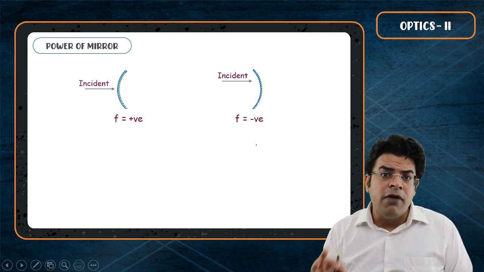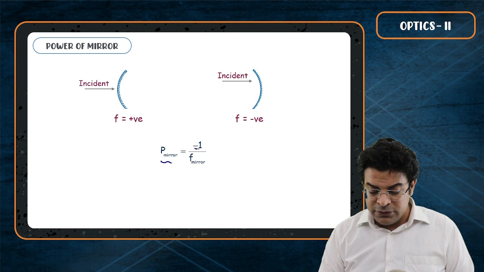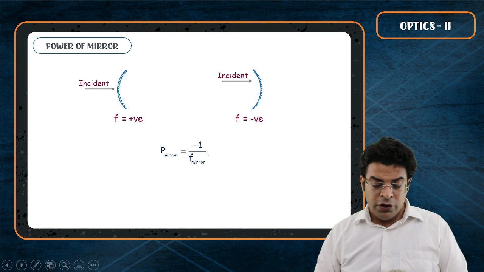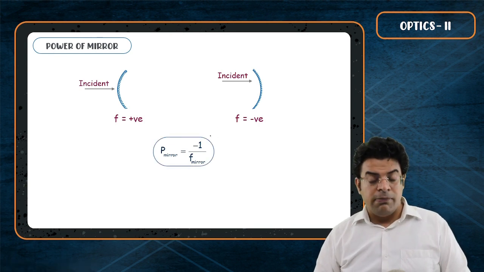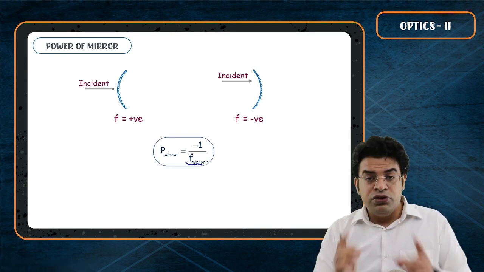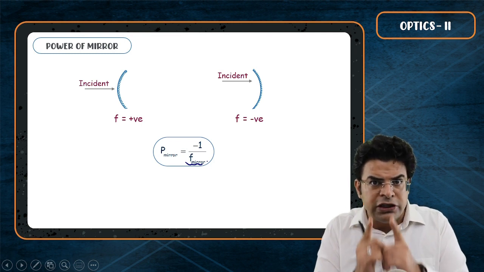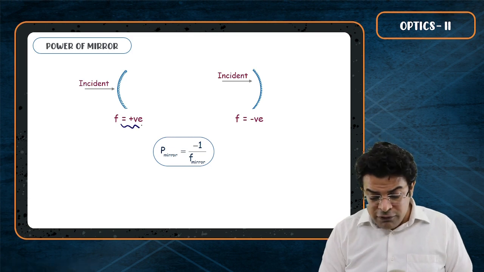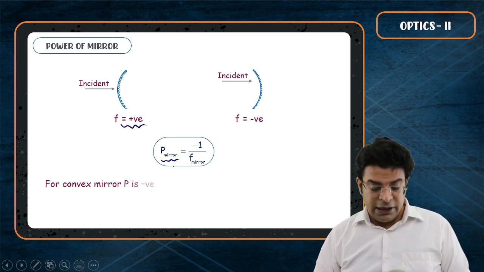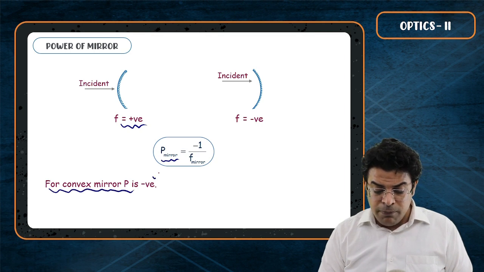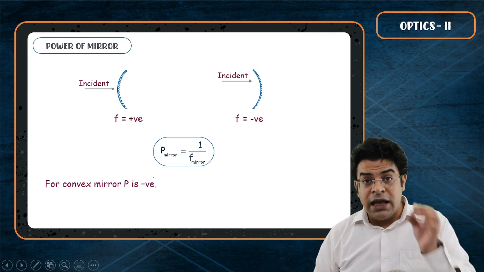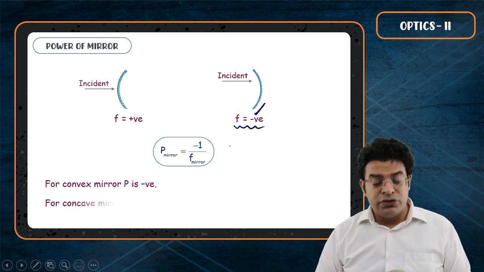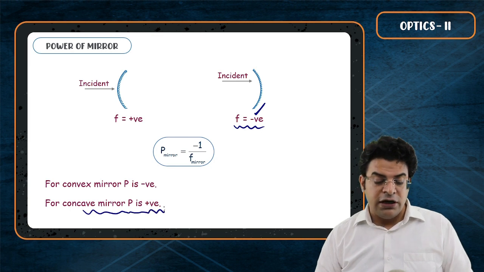We define the power of a mirror as minus 1 upon the position of focus of the mirror with respect to pole. So power of mirror equals minus 1 by f. What is f? Position of the focus of the mirror with respect to pole. As for a convex mirror, f is always positive, the power is always negative. So we say that for a convex mirror, power of the mirror is negative. And as for a concave mirror, f is always negative. You say that the power of a concave mirror is always positive.